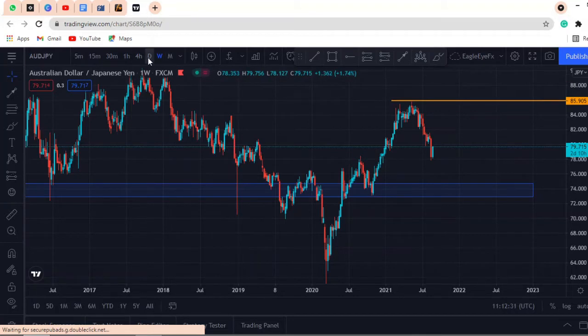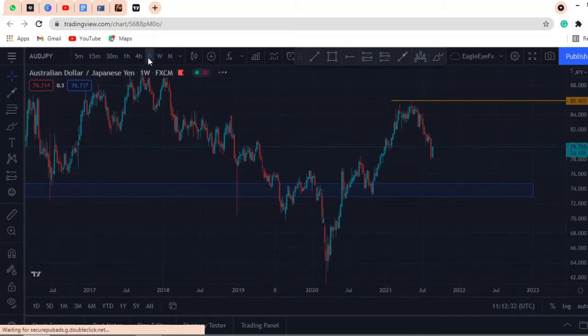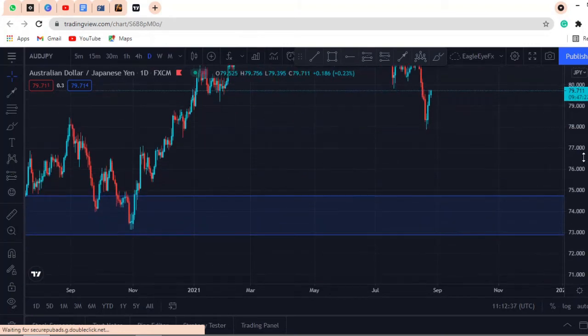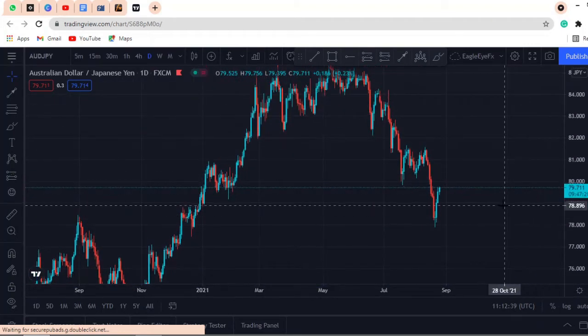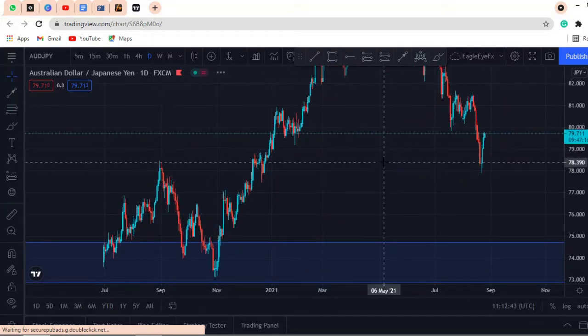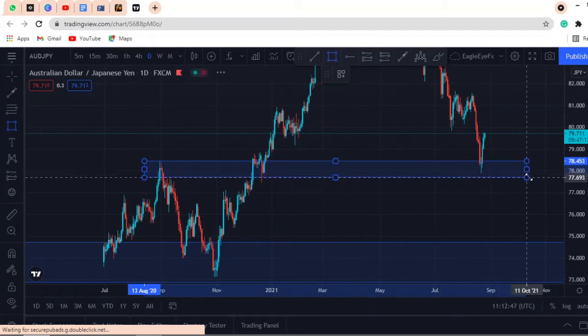Anyway, let's go to the daily time frame and see if there's something we can catch. So on the daily time frame, as you can see, this area that I said there, like that.